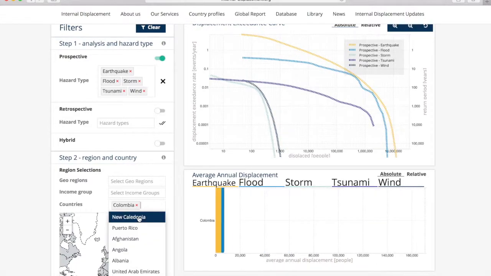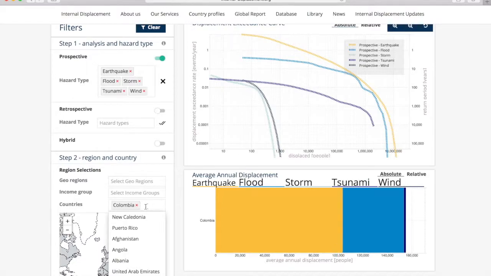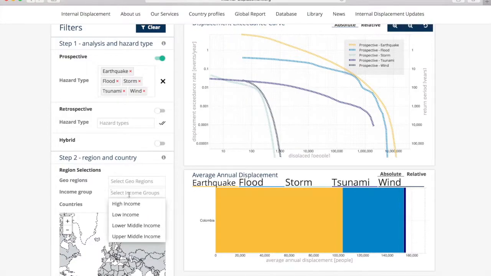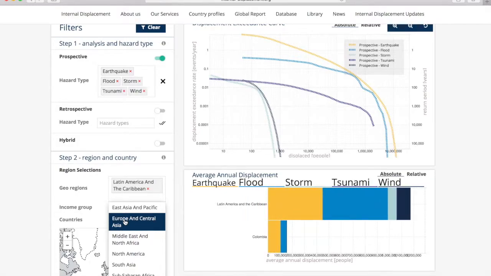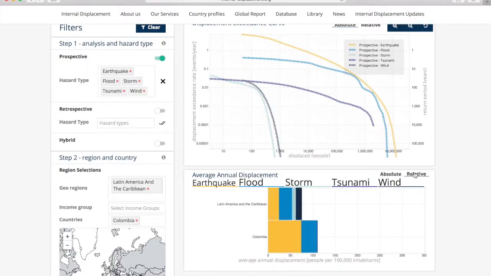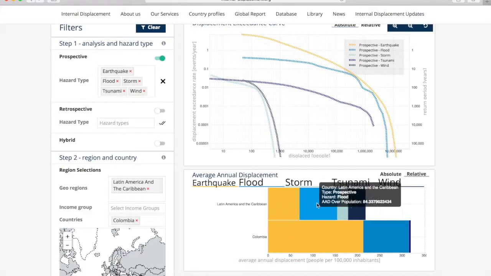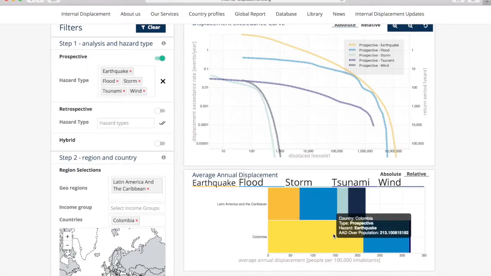Now let's replace Indonesia with other countries in Latin America and see how Colombia compares. In absolute terms, Latin America and the Caribbean as a region is much higher because it's an entire region, so it only makes sense to compare the risk in relative terms. And here we see that on a per capita basis, Colombia still has higher risk than the rest of the countries in the region, mostly due to earthquakes.